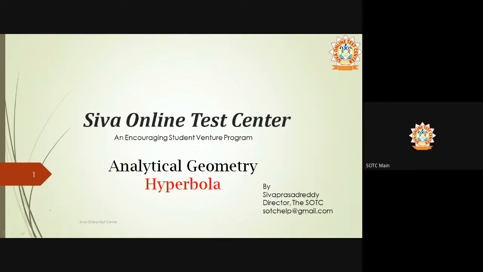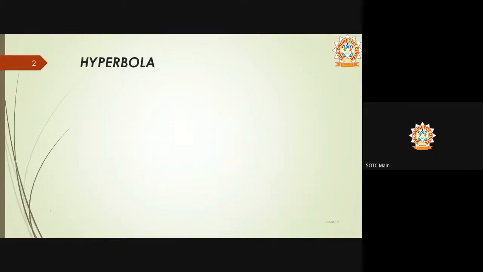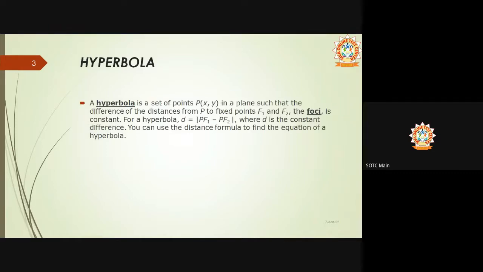Next section in analytical geometry is your hyperbola. So hyperbola is a conic section whose eccentricity is greater than 1, right? So here this is very similar to your ellipse, just a few terms will be changing, right? So just try to see.